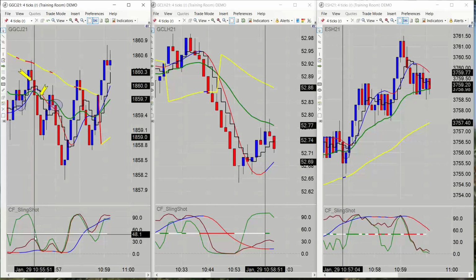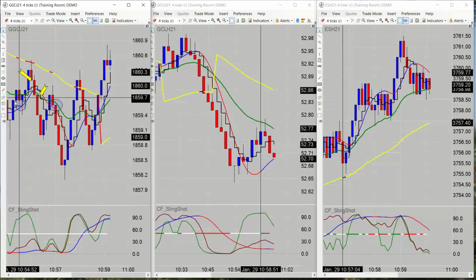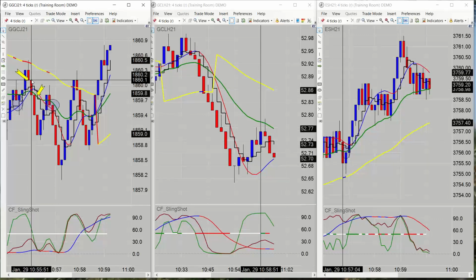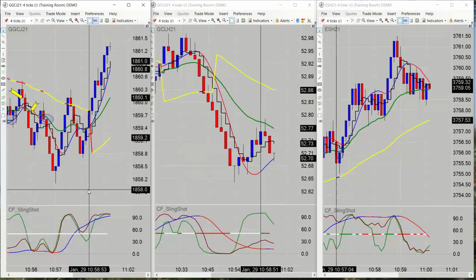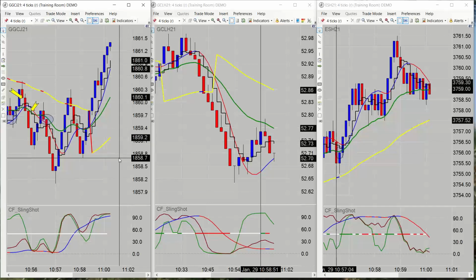Somebody help me out with another C here. I'd like it to be CCC. Okay, color, close, clean look in the slingshot. I'm not real creative in that respect.